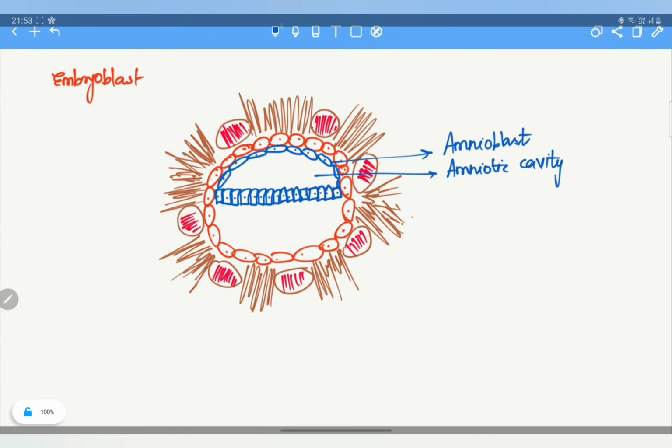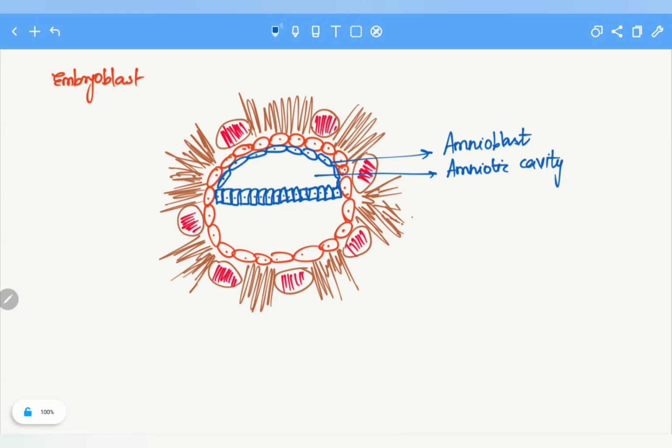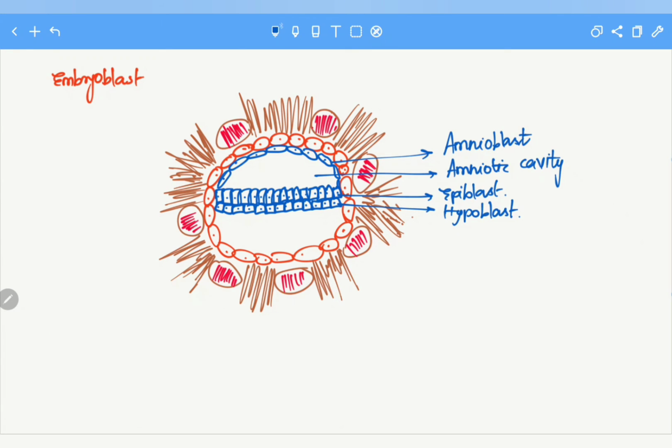Another group of cells lie below this layer of cells. This layer of cells is called as epiblast. It forms the floor of the amniotic cavity. And another group of cells, they are cuboidal in shape and they lie just below the epiblastic layer of cells, and they are called hypoblast cells. And they form the roof of another cavity, which is called the primary yolk sac, which is developed from the blastocele. So what happens now?